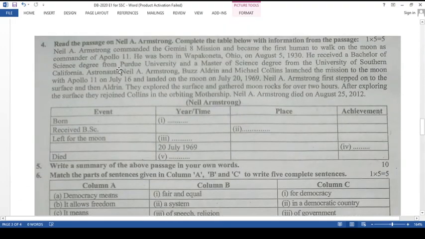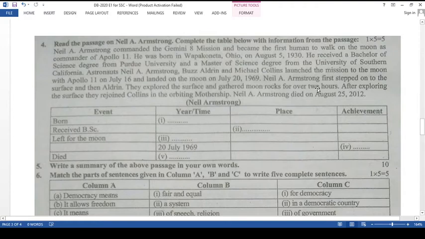Question number 4. You have also already got a class on summary writing and information transfer. Okay, let us first solve the passage. Neil Alden Armstrong commanded the Gemini 8 mission and became the first human to walk on the moon as commander of Apollo 11. He was born in Wapakoneta, Ohio on August 5, 1930. He received a Bachelor of Science degree from Purdue University and a Master of Science degree from the University of Southern California. Astronauts Neil Alden Armstrong, Buzz Aldrin, and Michael Collins launched the mission to the moon with Apollo 11 on July 16 and landed on the moon on July 20, 1969.